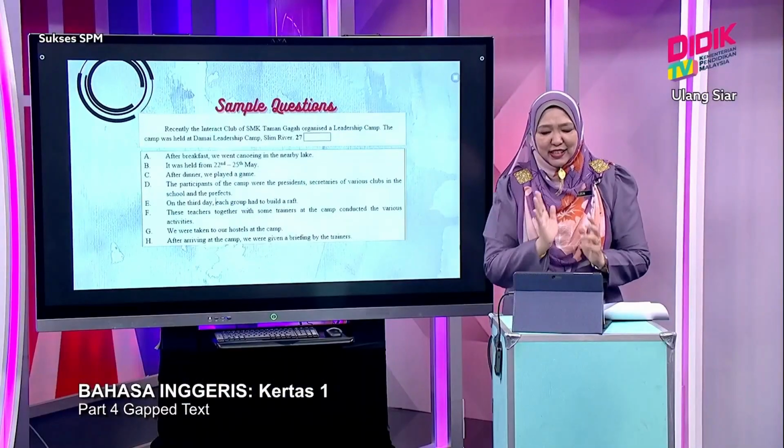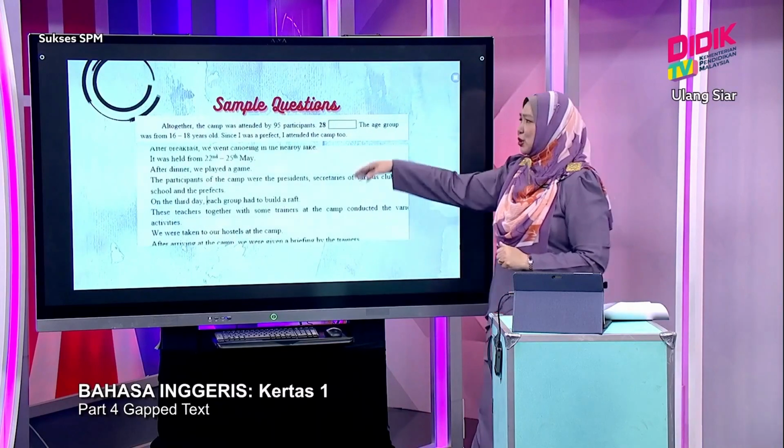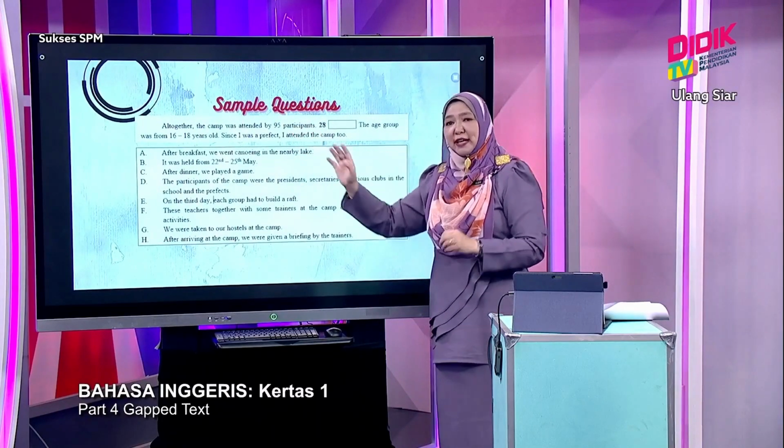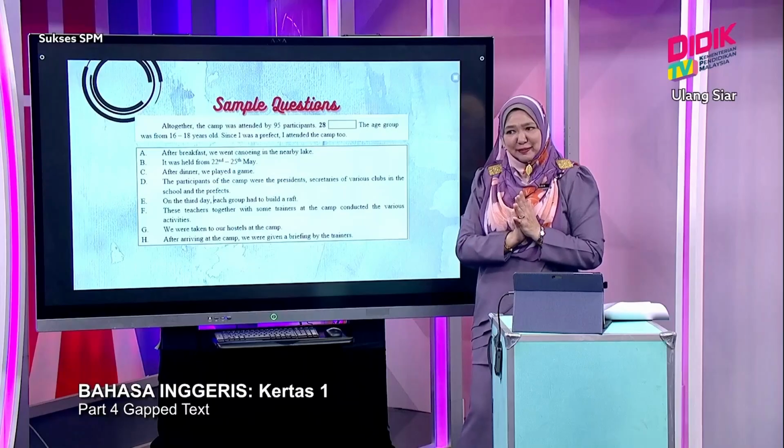How about another one? Here, the second one. "Altogether, the camp was attended by 95 participants." Number 28. "The age group was from 16 to 18 years old. Since I was a prefect, I attended the camp too." So here, what is the clue that you can use?